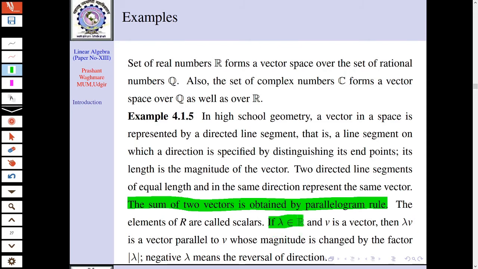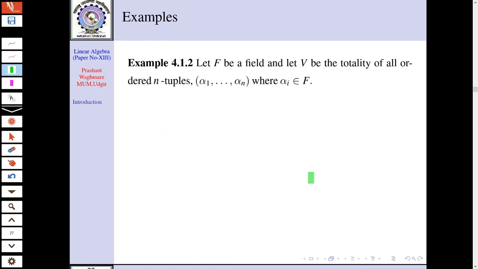If you consider lambda in R and V is a vector, then lambda into V is a vector parallel to V. But there will be a change. What will the change be? Its magnitude will be multiplied by mod lambda. That's the only difference between V and lambda into V. So this is scalar multiplication. Right, now with respect to this scalar multiplication and this addition, the set of all vectors forms a vector space over the field R.